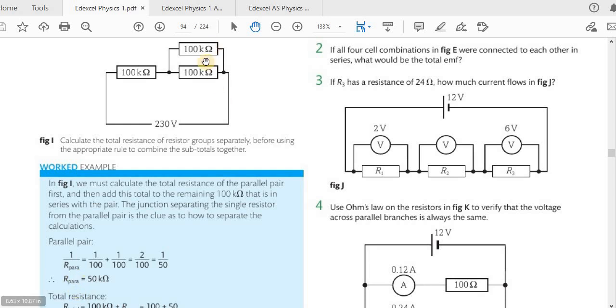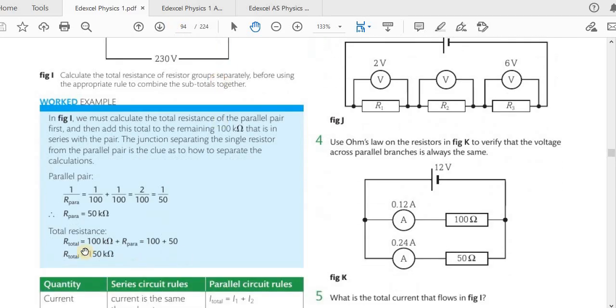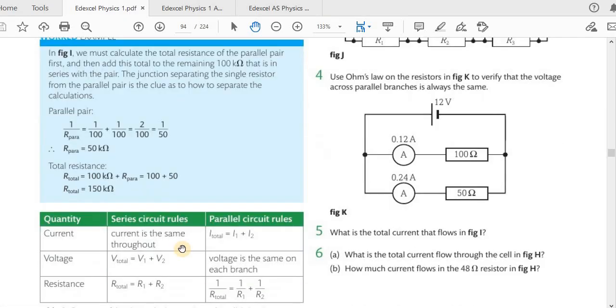PARA means parallel because they are in parallel. So the total resistance of this parallel connection is 50 kilo ohms. Then for the whole circuit, the total resistance is 100 plus the 50 there, which is 150. So our total is 100 kilo ohms plus the equivalent resistance for the parallel connection.